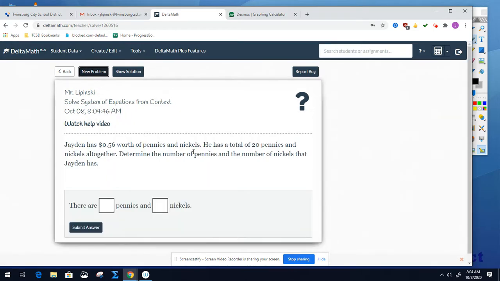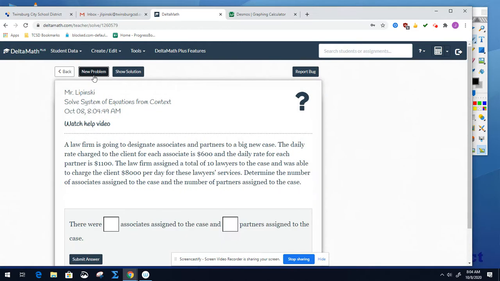Let's see if there's another one written a different way. A law firm is going to designate associates and partners to a big new case. The daily rate charged to the client for each associate is $600, and the daily rate for each partner is $1,100. The law firm assigned a total of 10 lawyers to the case and was able to charge the client $8,000 per day for these lawyers. Determine the number of associates.